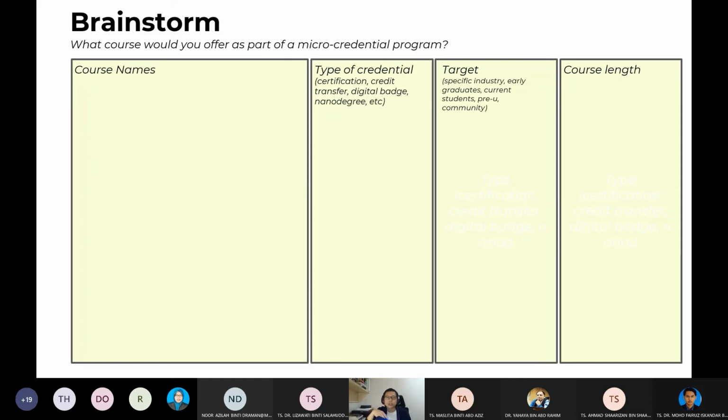But we work with our CADE, our Center of Academic Development, on how to deliver this content. Ada rubrik dia, and then berapa panjang, semua target semua ada lah.